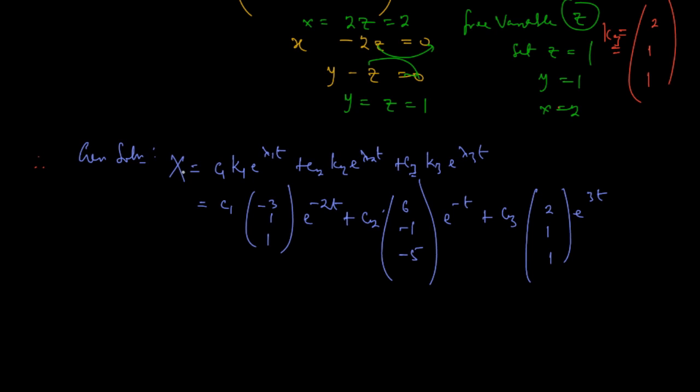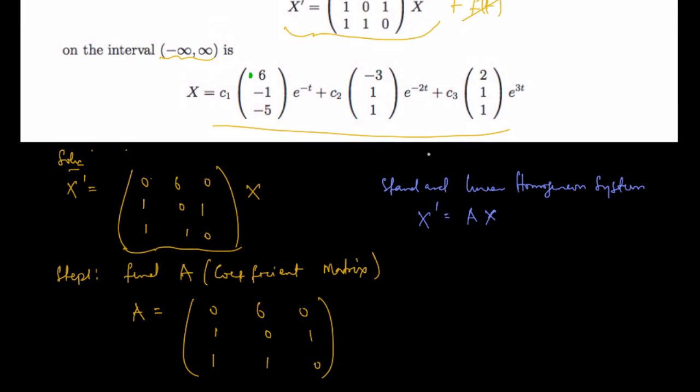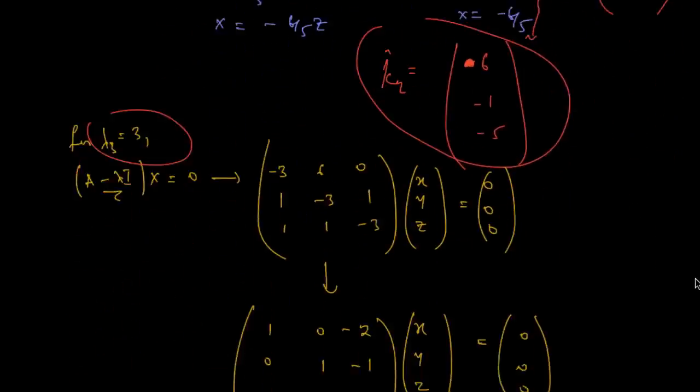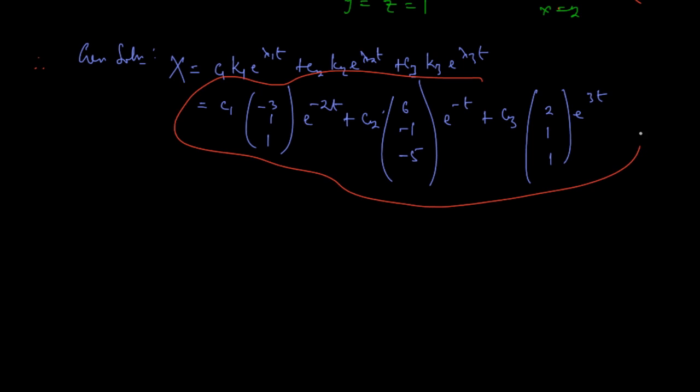So let's check. We're told to prove that the general solution of the homogeneous system is actually this. So this is negative 3, 1, 1 e to the power negative 2t, 2, 1, 1 e to the power 3t, and 6, negative 1, negative 5. When we compare that and what we have here, you'd observe that we actually got the same thing. This is the general solution. So we have proved it. So it's proved. And that completes the proof.